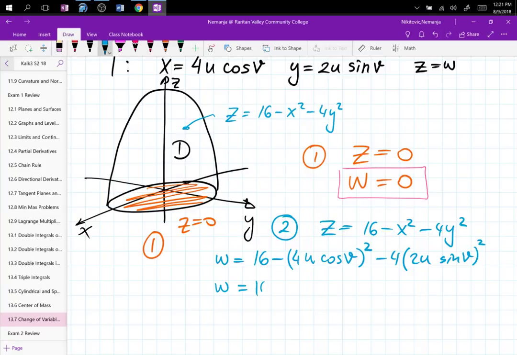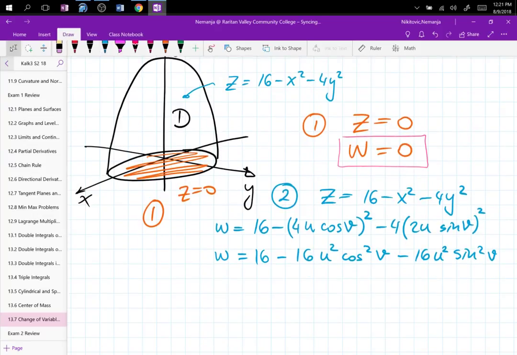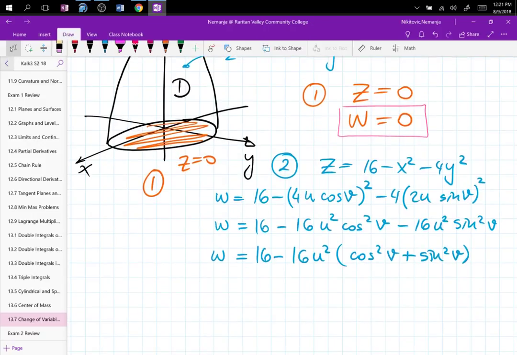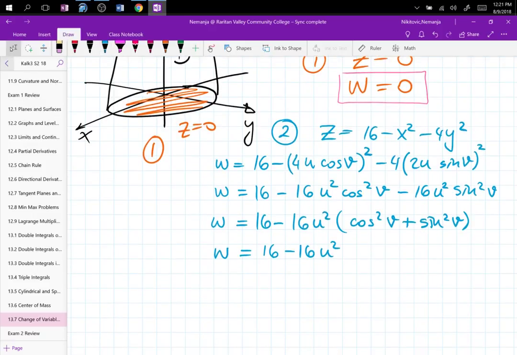Alright, deal with it. 16 minus, I have 16u squared cosine squared v minus 16u squared sine squared v. We can factor, 16 minus, and now we factor out 16u squared, which gives us cosine squared v plus sine squared v. And that is nice. So now we have w is equal to 16 minus 16u squared. Bueno?